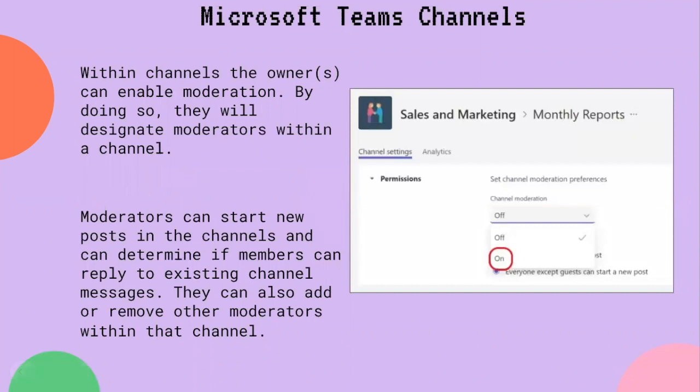Within channels, the owners can enable moderation. By doing so, they will designate moderators within a channel. Moderators can start new posts in the channel and can determine if members can reply to existing channel messages. They can also add or remove other moderators within that channel. So as you can see here, you would just enter channel settings and then select if you want moderation to be on or off. After that, you will designate your specific moderators.